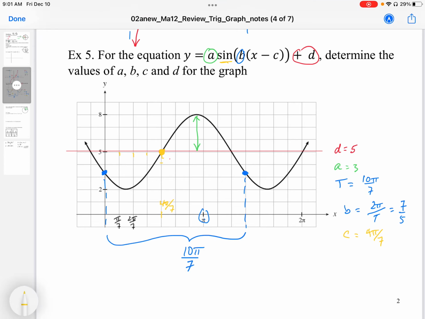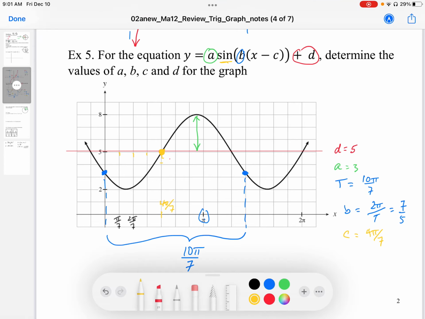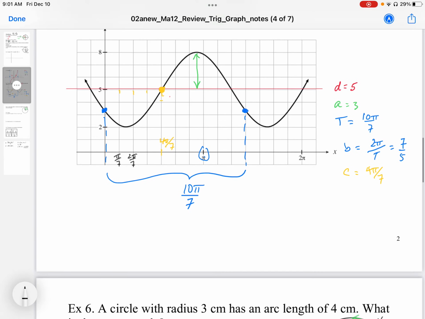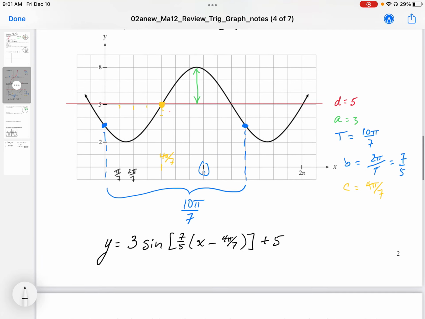Once I have all those parts, I can now write my equation. My equation is going to be y equals, the A value is 3, sine, the B value is going to be 7 over 5, the horizontal shift is going to be positive 4 pi over 7, the vertical shift is going to be plus 5. So there is the equation of that function.